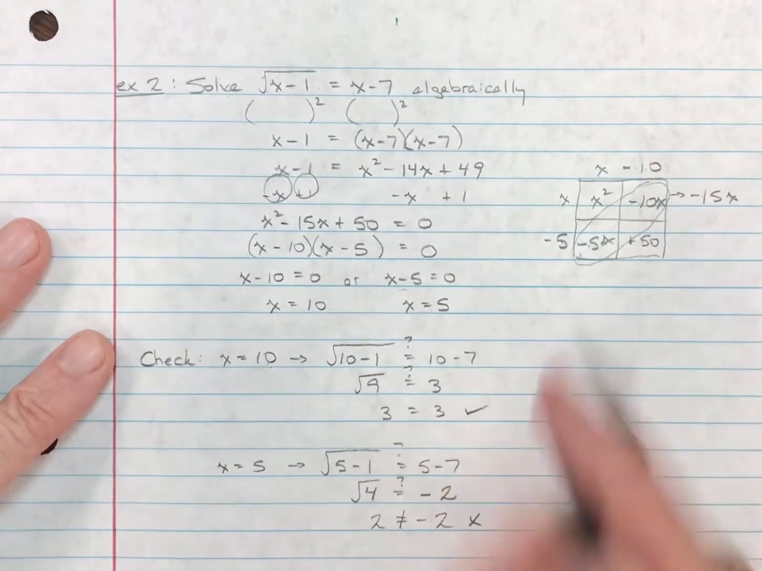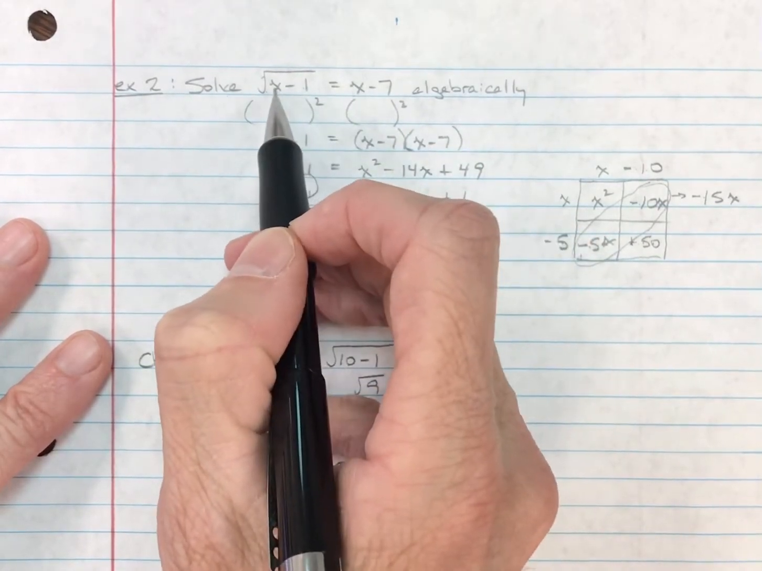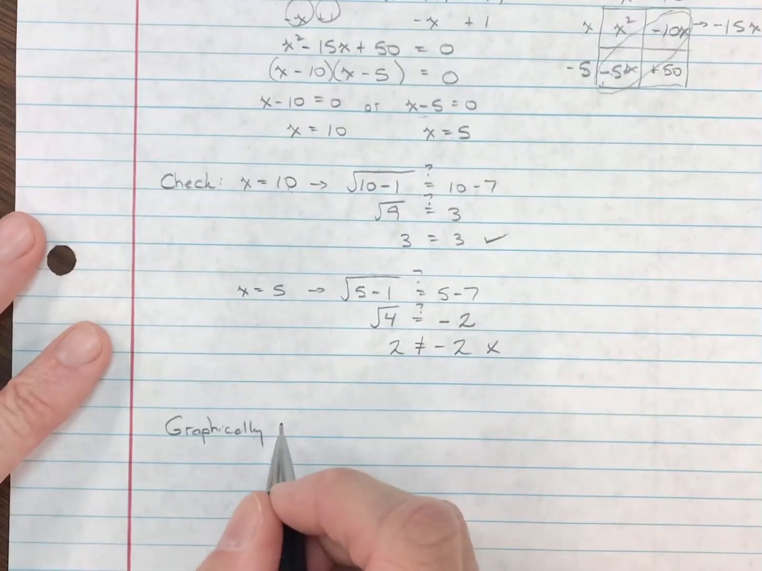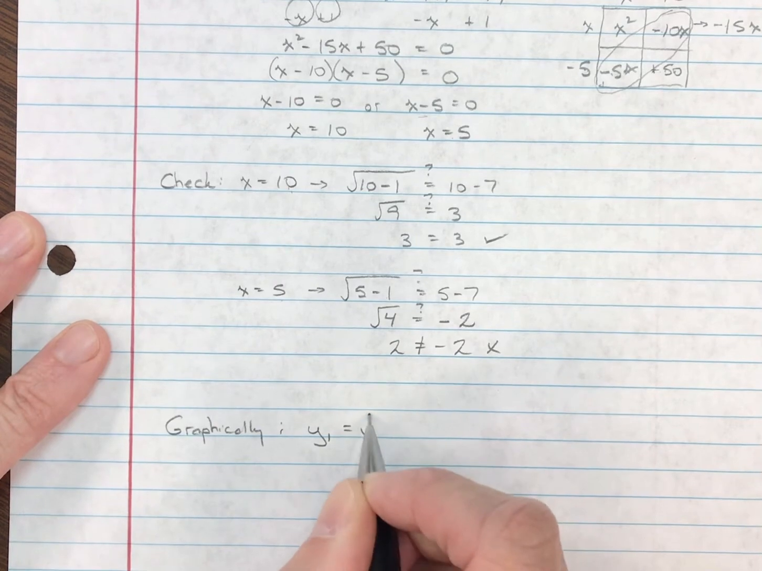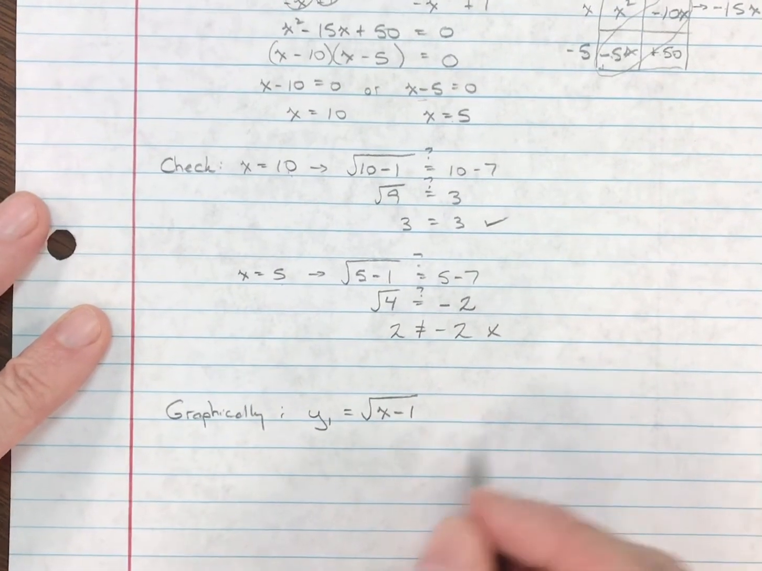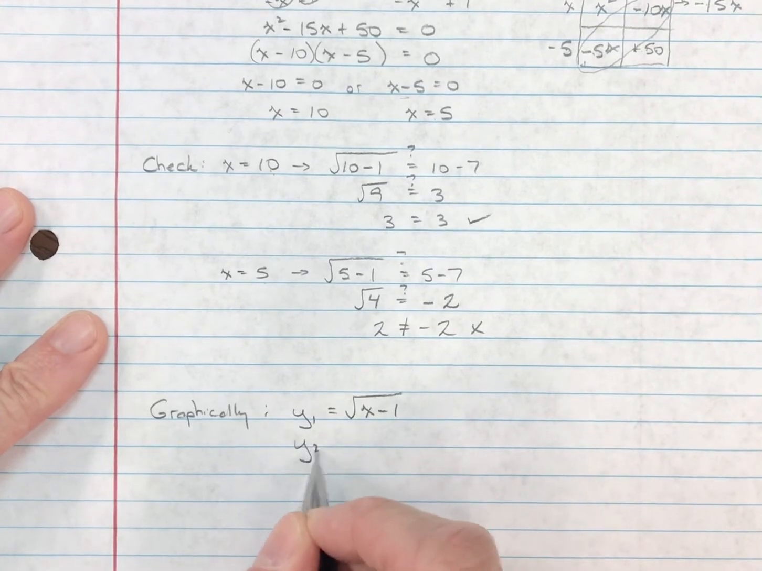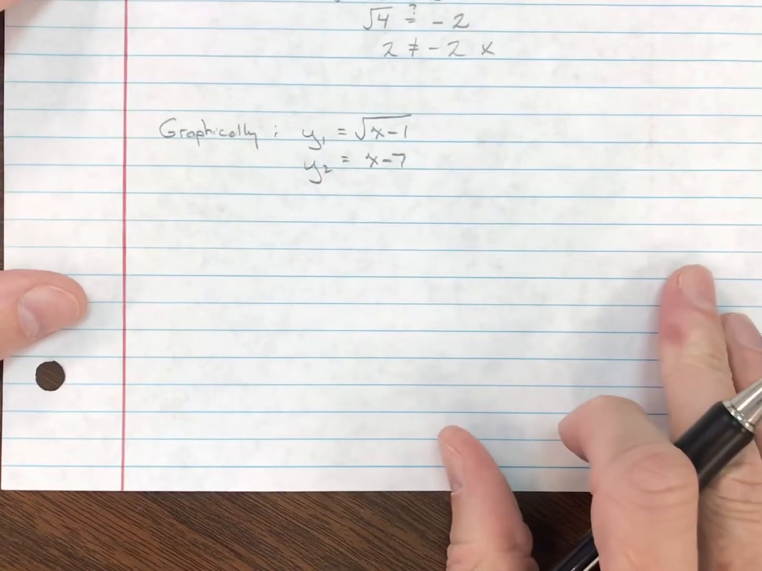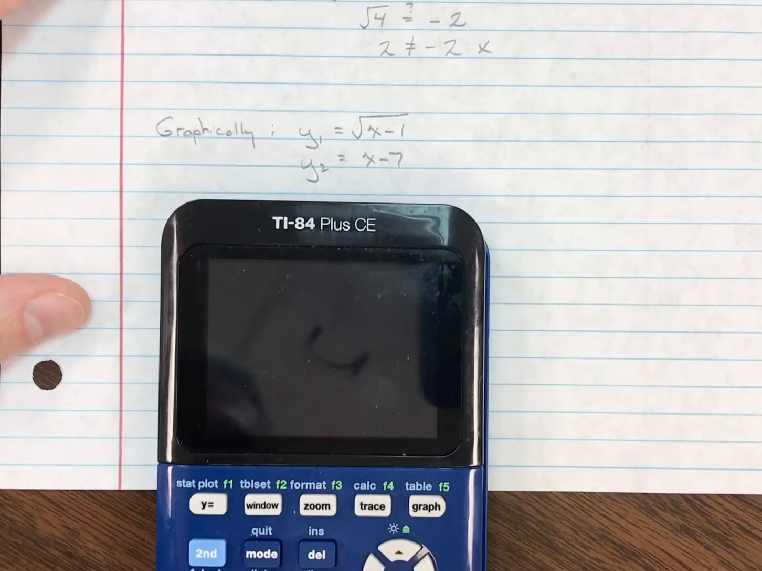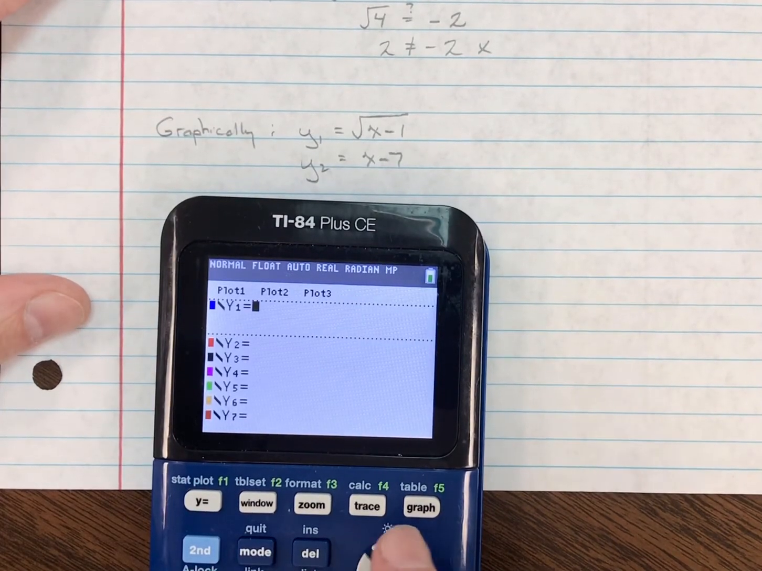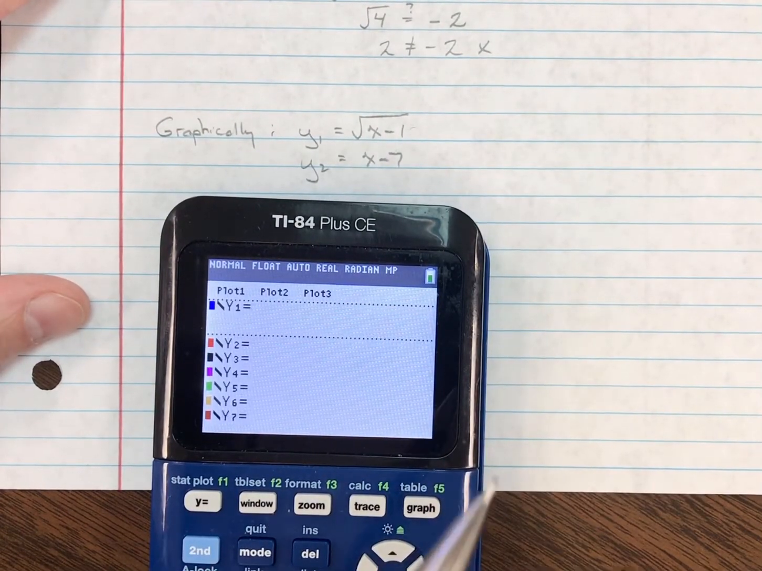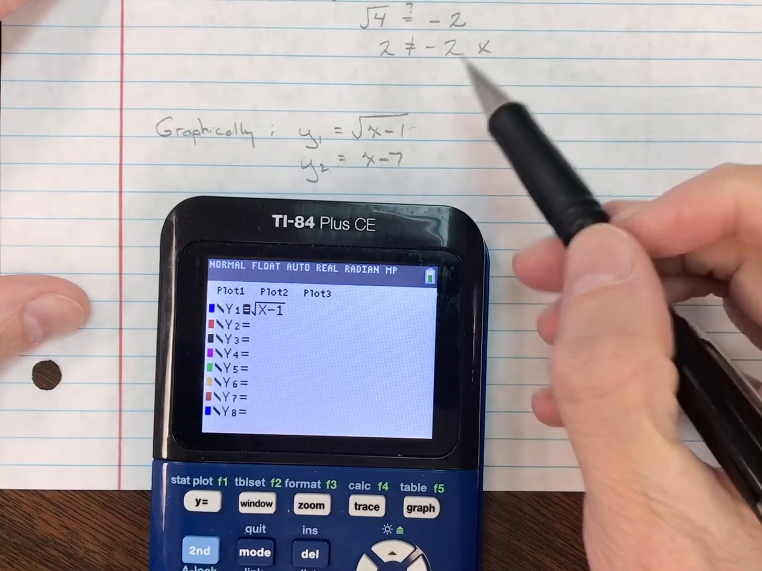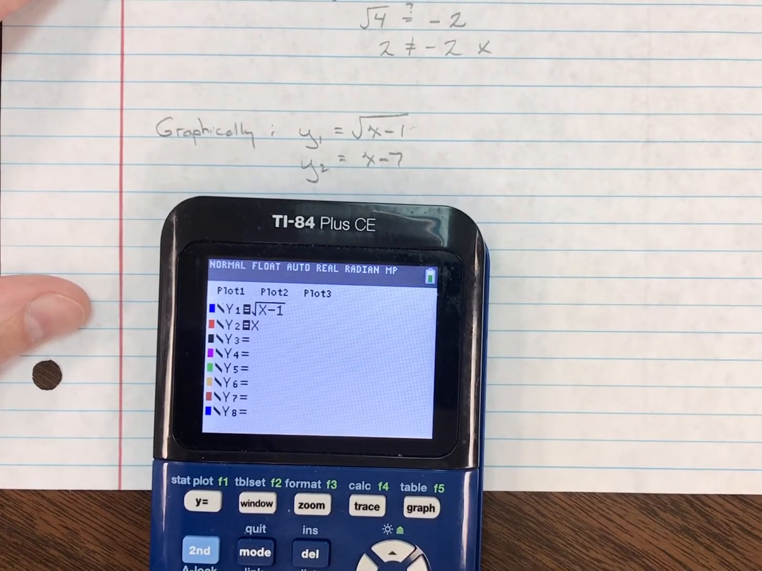Well, if we look at our equation, we have a left side and a right side, so we might as well do a y1 and a y2 and find the points of intersection. So graphically, we'll do y1 equal to the left side, the square root of x minus 1. And we'll do y2 equal to the right side, which is x minus 7. Let's bring the calculator out. Go back to y equals, clear this out. y1 here is the square root of x minus 1. And y2 is x minus 7, which we know is just a line.